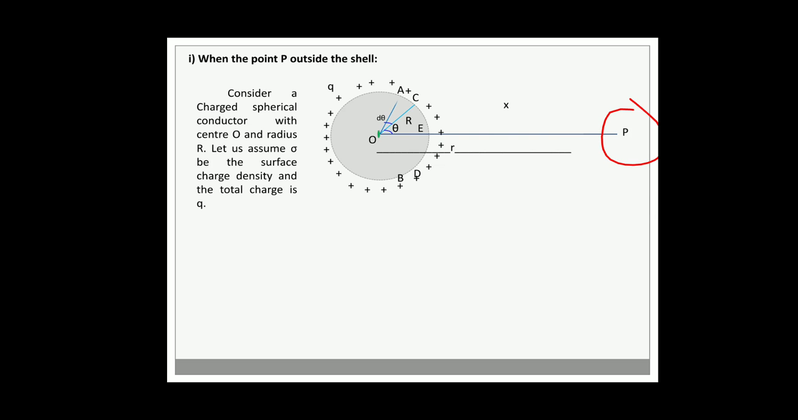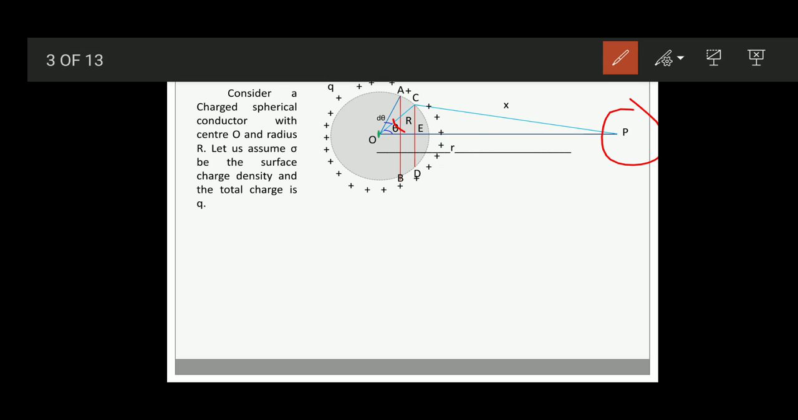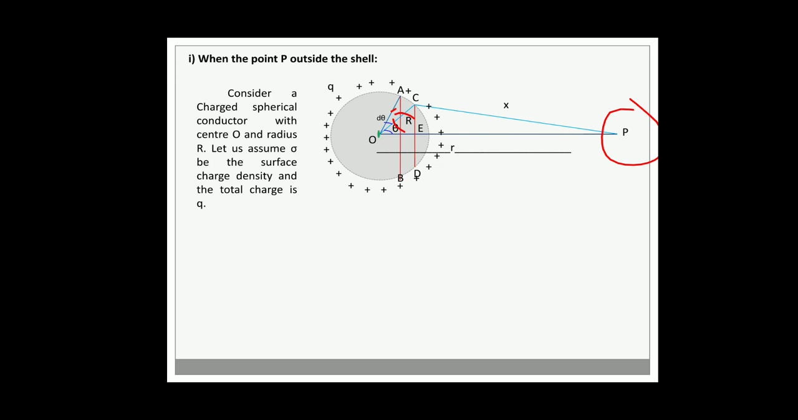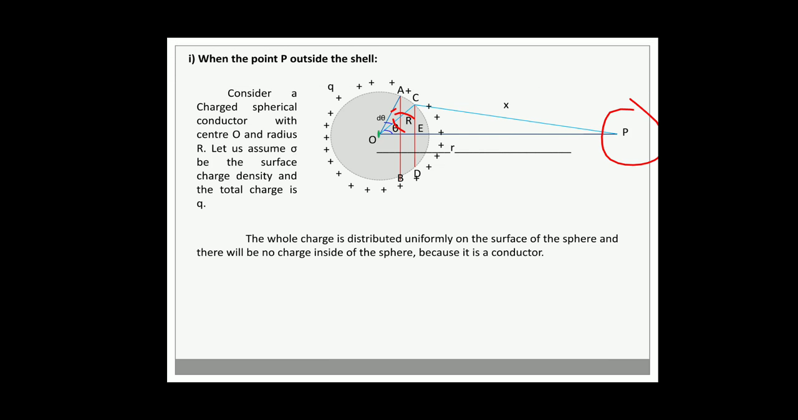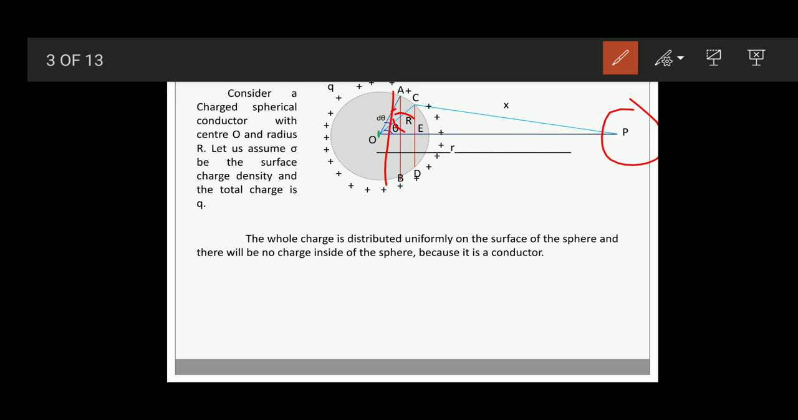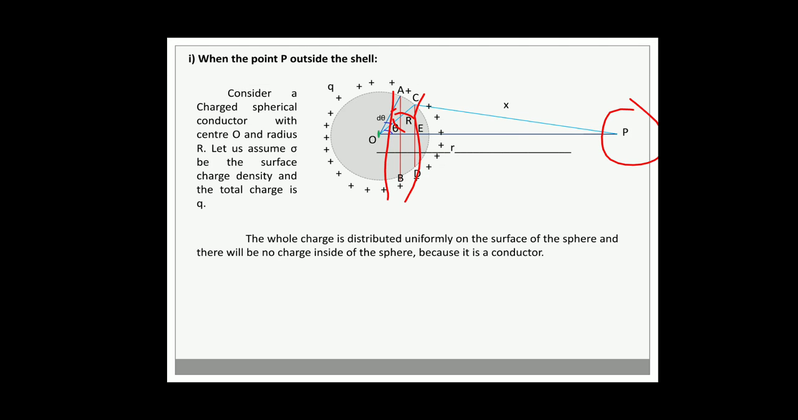For this case we have to draw a line AP or CP. The distance CP is taken as x. Also, angle COP is equal to theta, and angle AOC is taken as d theta. To determine the electric potential, we divide the spherical shell into different rings. One of the rings is ABCD, formed by two parallel planes.